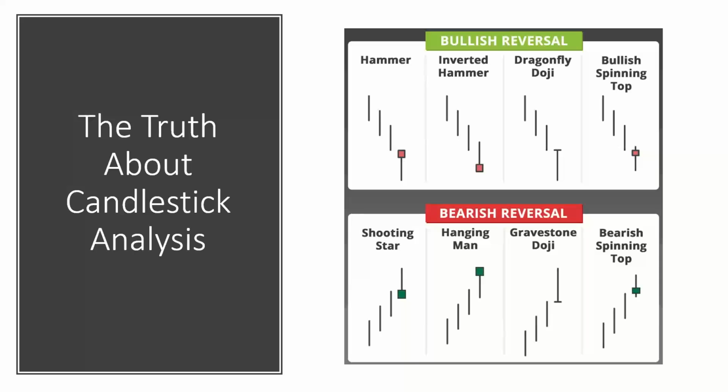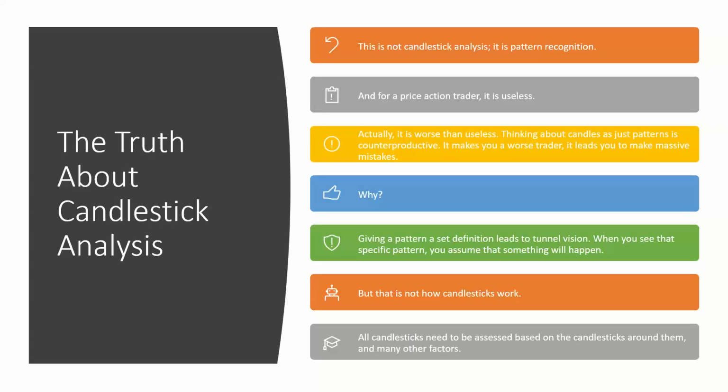And you'll learn about the hammer and the inverted hammer and the doji and the spinning top and the shooting star and the hanging man, the gravestone doji, the bearish spinning top. Wow, that's a lot of names, a lot of things to memorize and be able to notice. But this is not candlestick analysis. It's really pattern recognition. And for a price action trader like you and I, it's really useless. Actually, it's worse than useless.